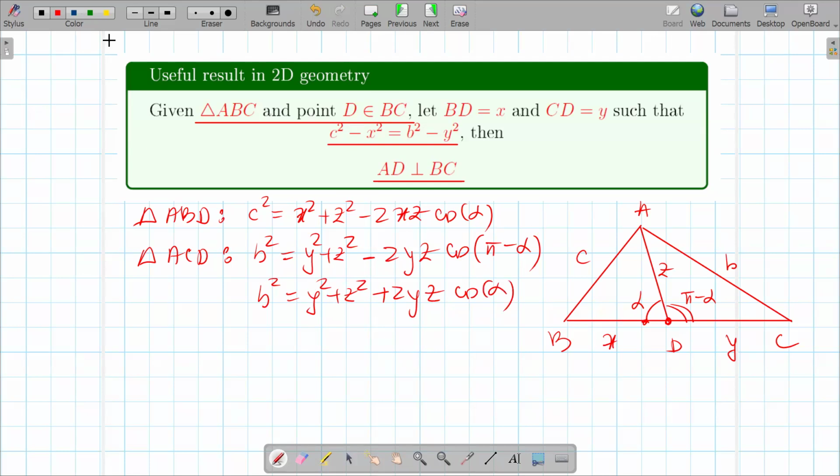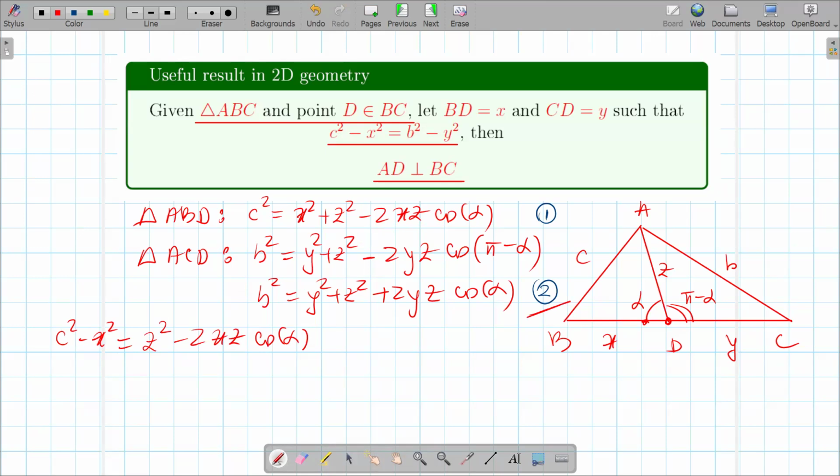All right. Well, so now, for example, let's say this is our relationship number one. This is our relationship number two. Well, in relationship number one, if we move x squared over to the other side, we get c squared minus x squared is equal to, and these are the two terms left over on the right-hand side, z squared minus 2xz cos of alpha.